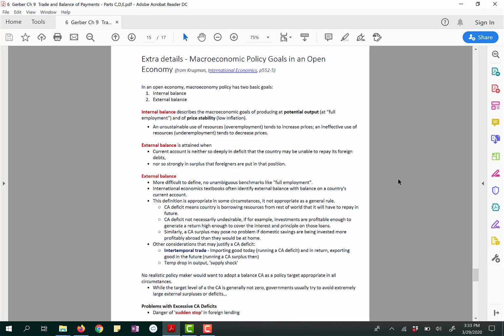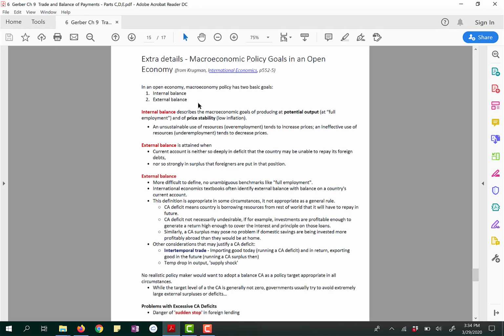When current account deficits are discussed, they're often discussed in the context of this so-called external balance. So let's define that. These are notes from a different textbook in international economics. So hopefully this gives you a broader context in which to think about current account deficits. Macroeconomic policy generally has two goals in an open economy: internal balance and external balance. Internal balance refers to producing a level of GDP that is equal to potential GDP and price stability.